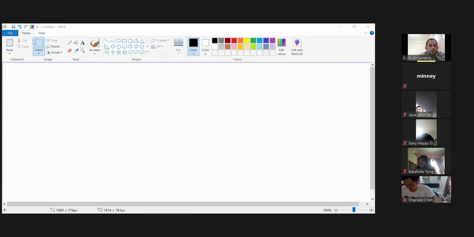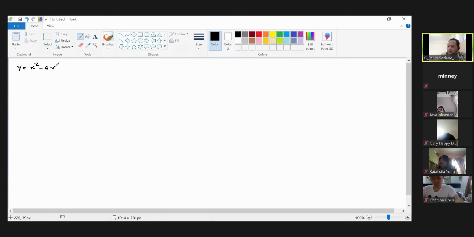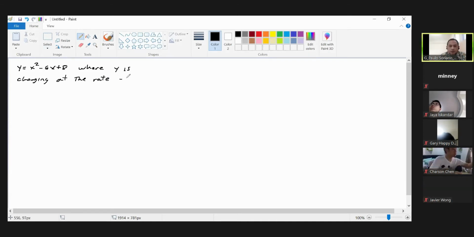The given is y equals x squared minus 6x plus 8, where y is changing at the rate of negative 1 unit per second. Find the rate of change.